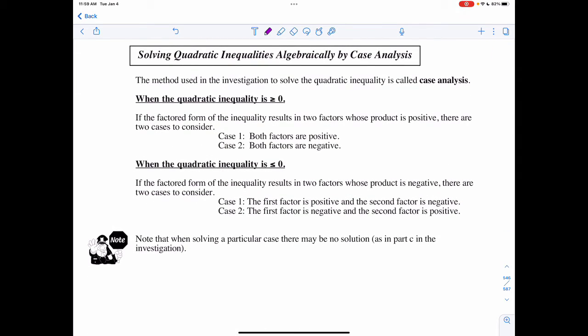Now, whether you realize it or not, we actually just did case analysis. We looked at both the possible cases that could exist depending on whether it was going to be a negative number or a positive number. So when I have a quadratic inequality where it is greater than or equal to 0, the only way I'm going to get a positive number is either both factors are positive, because a positive times a positive is a positive, or both factors are negative, because a negative times a negative also makes a positive.